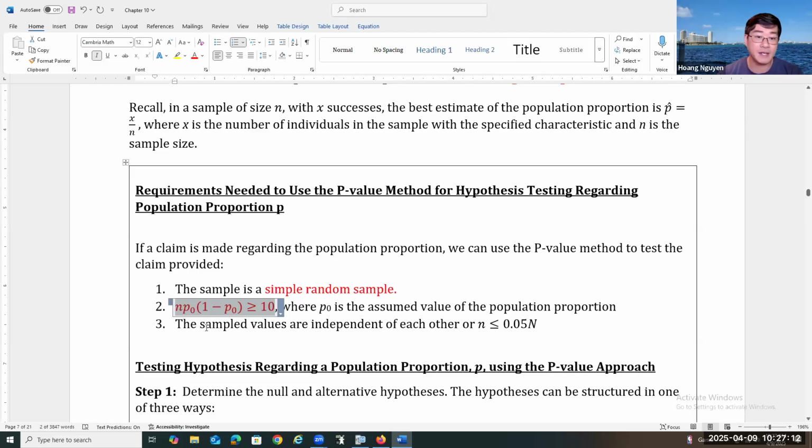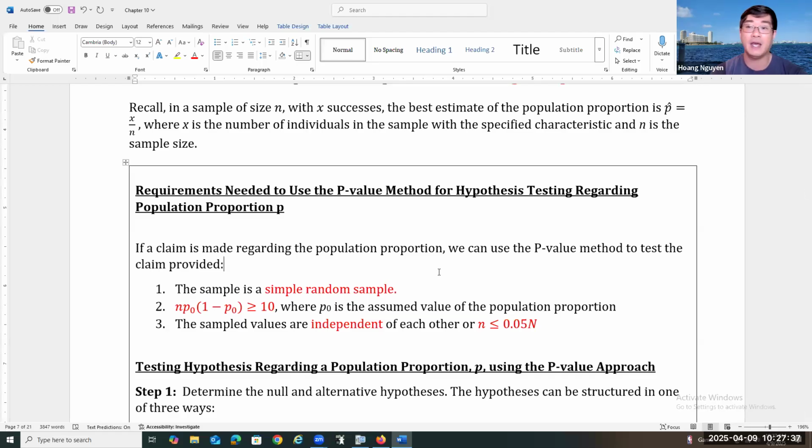The third requirement is the sampled values are independent of each other, or the sample size has to be less than or equal to 5% of the population. So the sample needs to be independent, or the sample size has to be less than or equal to 5% of the population. So one or the other. Okay. So that's going to be the three requirements that we have before we can do the hypothesis test.